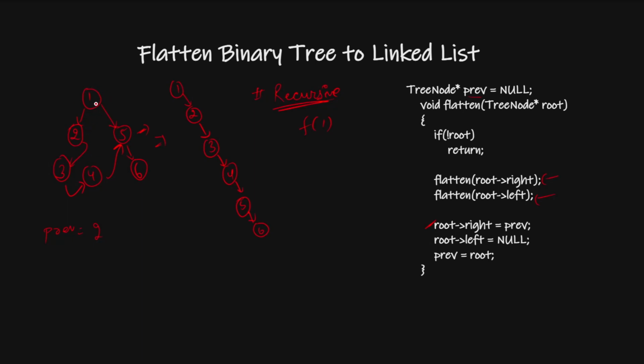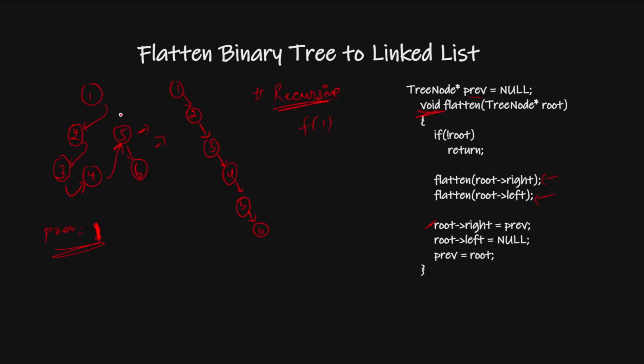So for f1, what will I do? I have to make this right point to 2. And how do I get this 2? From this previous. So I will move this link, and this right will point to this. Root's right points to previous, I will break this link, and this left should be null. So this is null, and finally previous is my root. So I have my previous as 1, but I do not have to return anything. This is of void type.